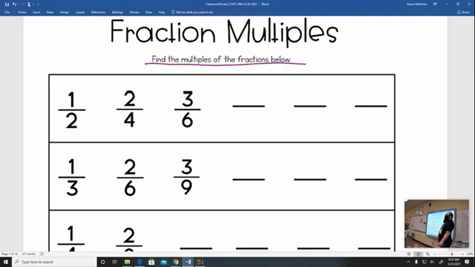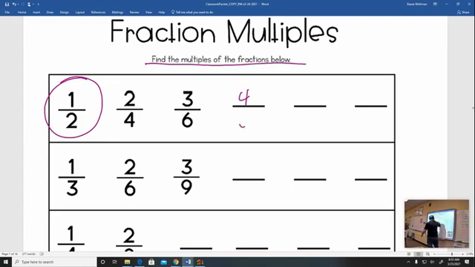I noticed that the numerator goes up by one and the denominator goes up by two. Good. And that's exactly right because, look guys, these are equivalent fractions to 1/2. So when they say fraction multiples, what we mean is we're looking at that bottom number, right? So this is a pattern that we've seen before. Okay, so everybody together. What is the next fraction then?